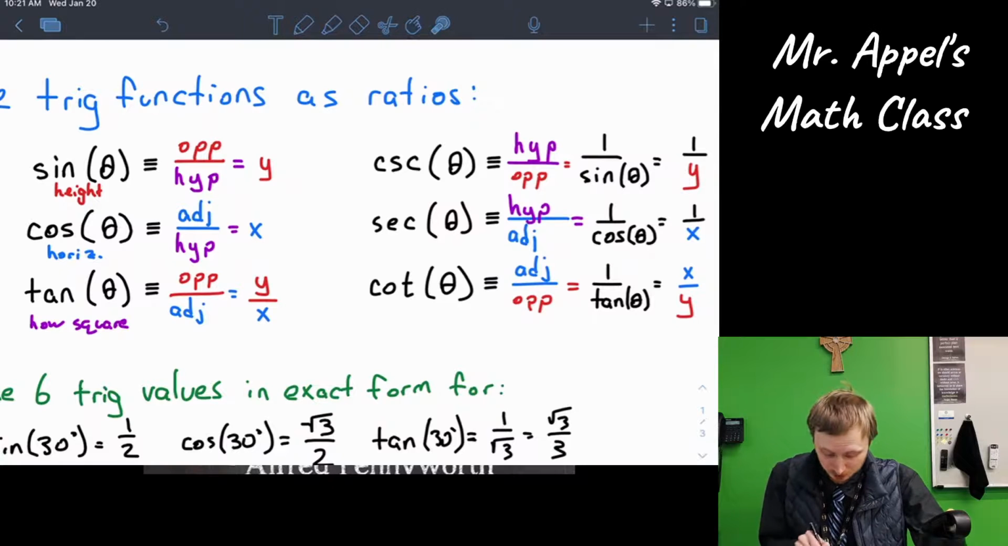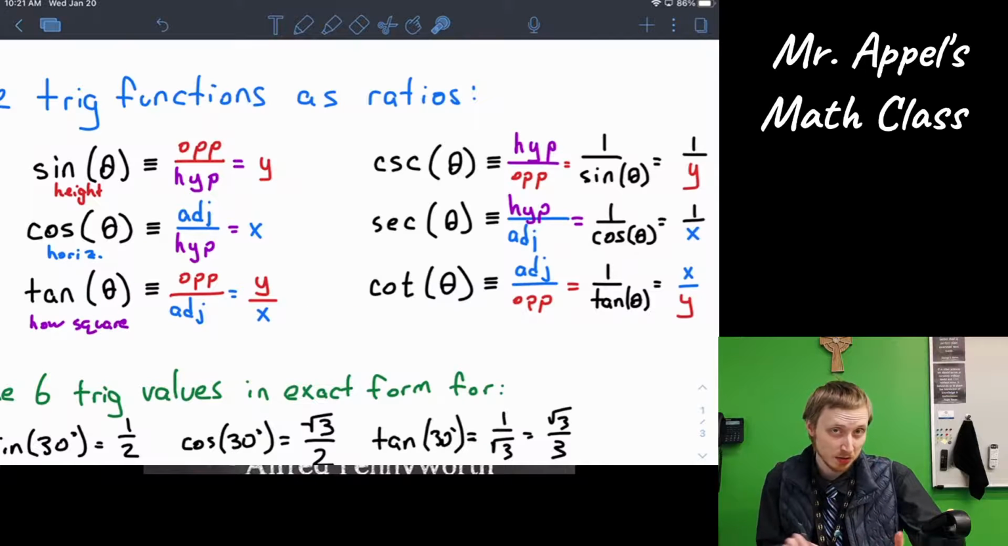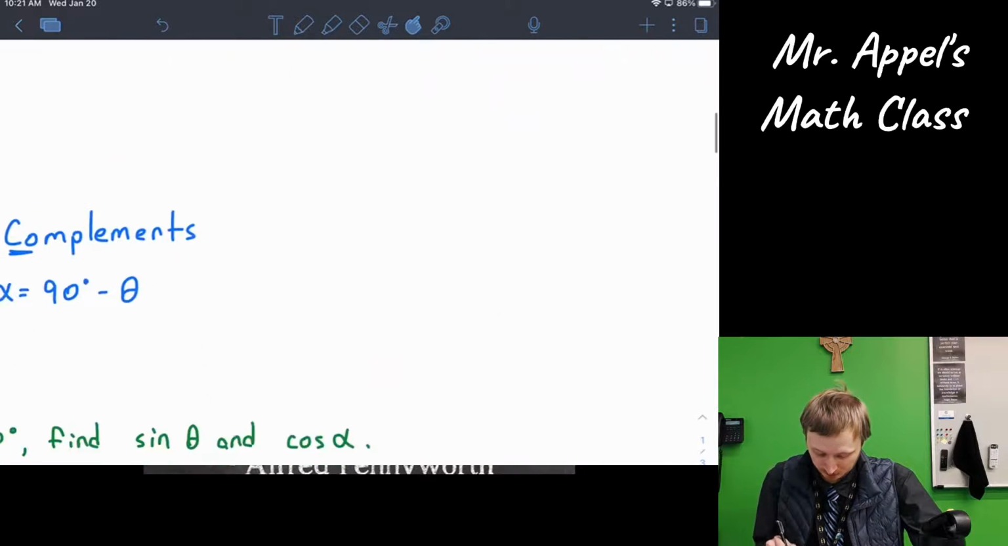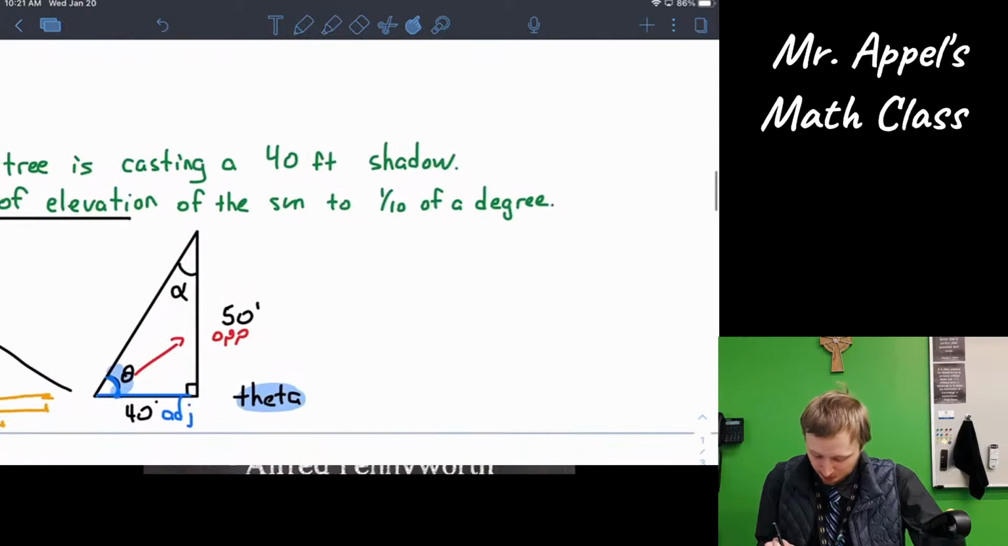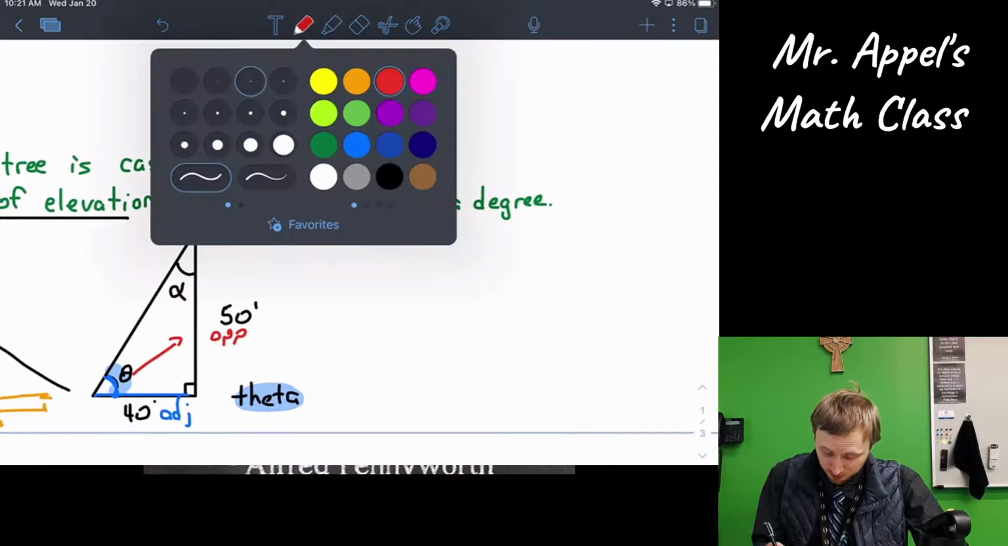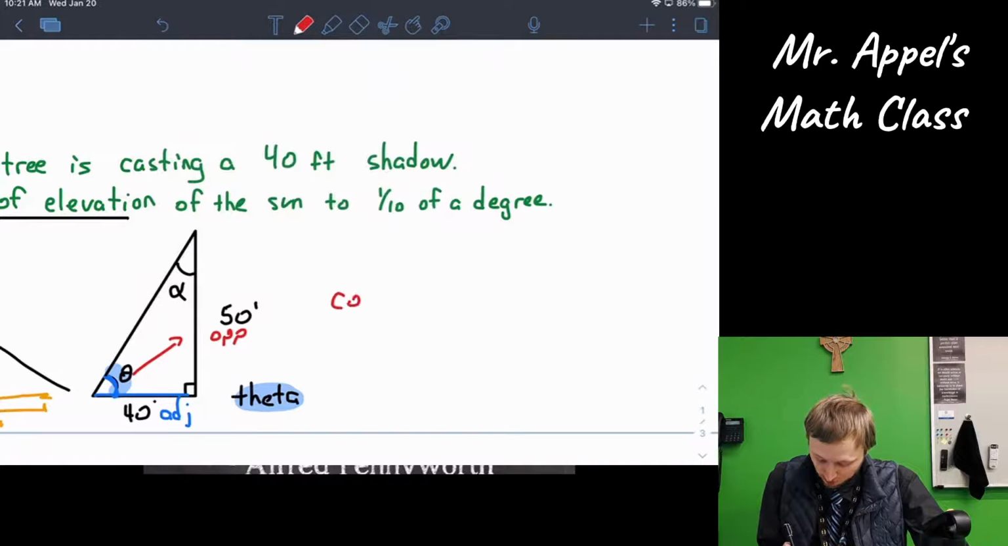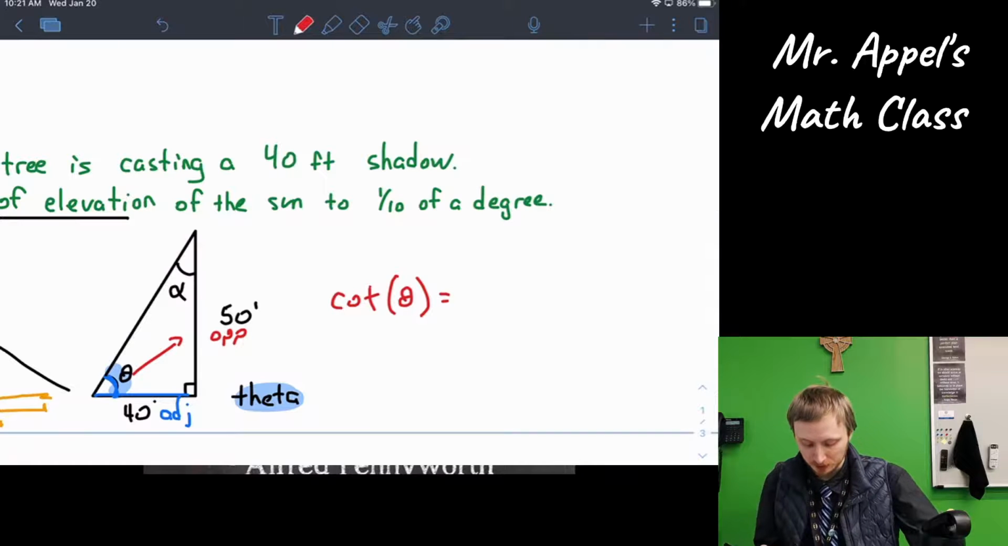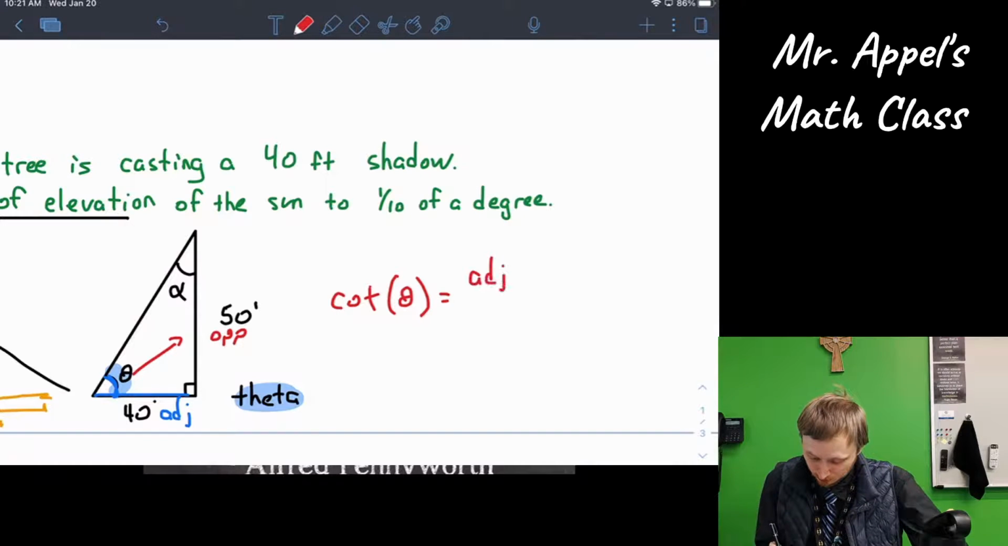That's going to be one of these gentlemen down here, the tan or the cotan. You can use either one to solve for theta, right? Let's use cotangent. I bet you weren't expecting that. The cotangent of theta will be equal to adjacent over opposite. So in this case, 40 over 50. So that's 4/5.